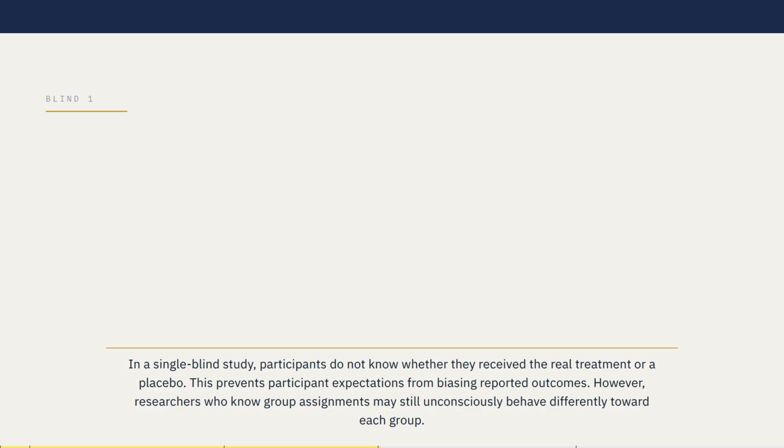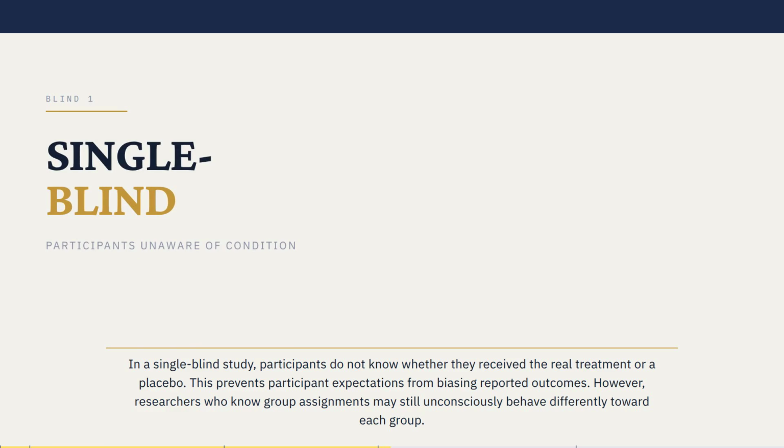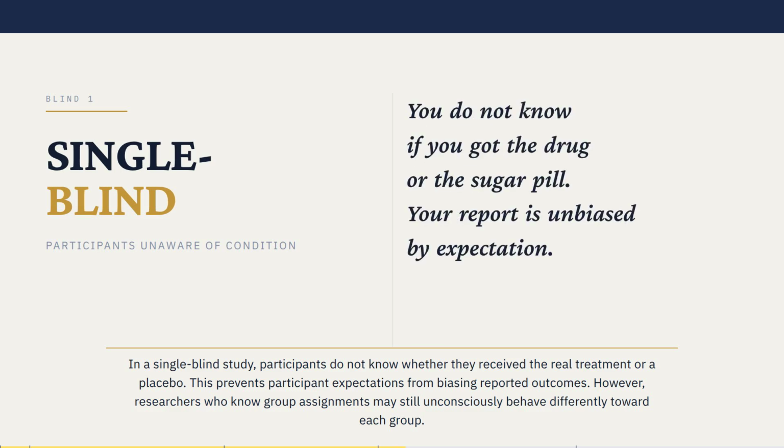In a single-blind study, participants do not know whether they receive the real treatment or a placebo. This prevents participant expectations from biasing reported outcomes. However, researchers who know group assignments may still unconsciously behave differently toward each group.